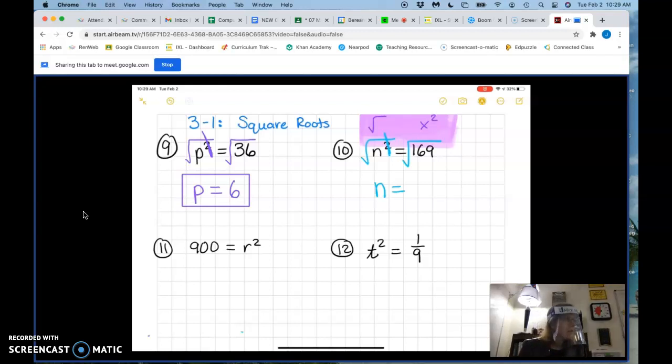Anybody fast with their calculator? Tiffany is, I know that. Tiffany already knows the answer. Tiffany, what is it? 13. Thank you, Tiffany.